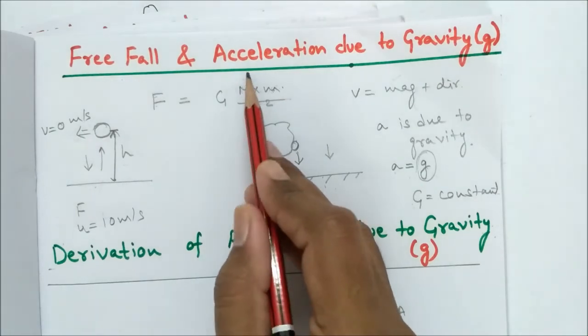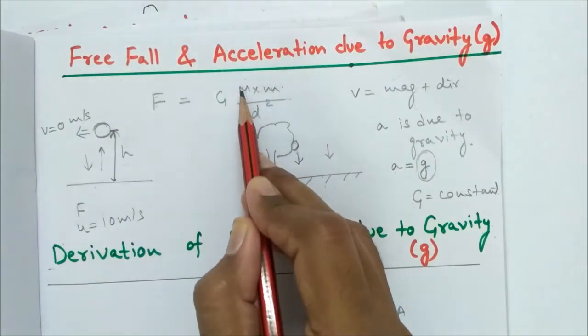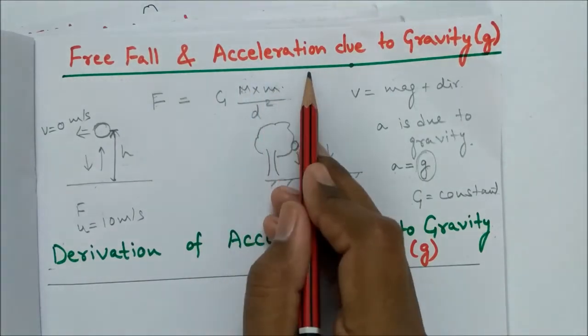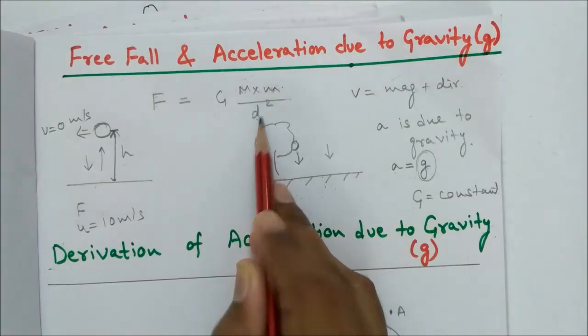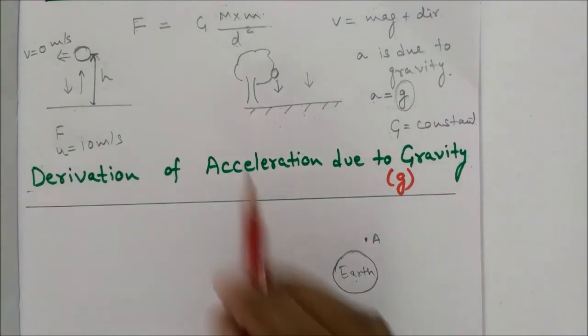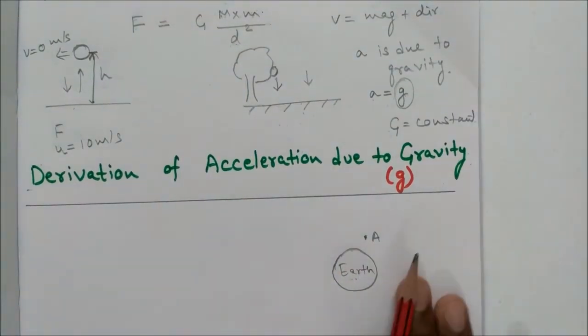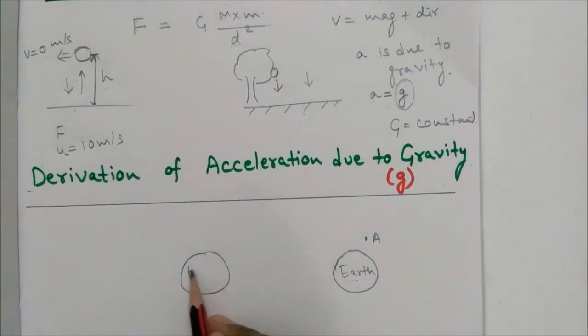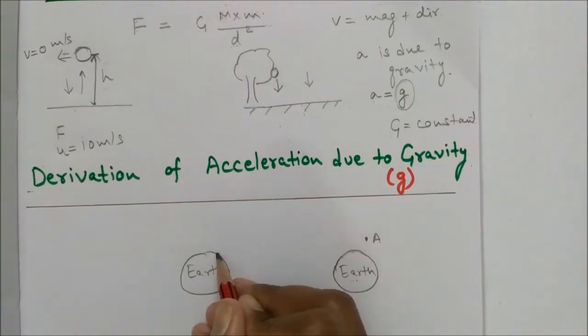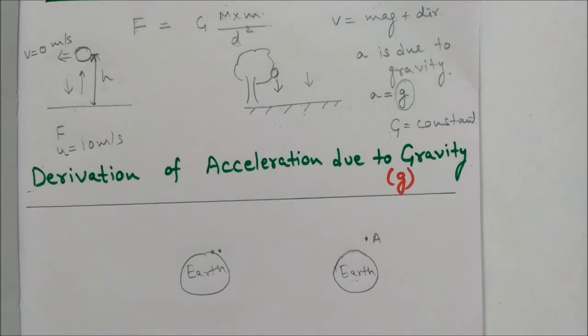So I'll be taking one of the masses as the mass of the earth and another mass as the mass of the object, and d will be the radius of the earth. Why am I taking d as the radius of the earth? It's because we assume that it is earth. And wherever the object is, it will be slightly around or just on the surface of the earth, right? It can be on the surface of the earth or just above the earth.